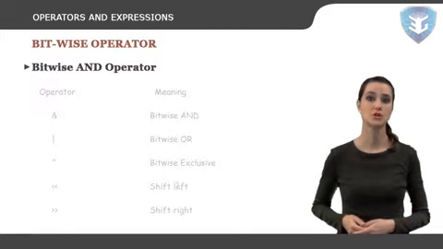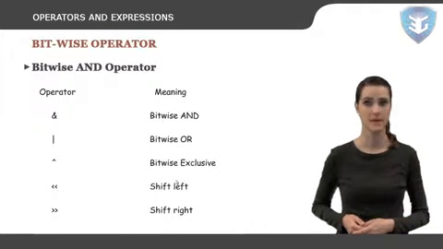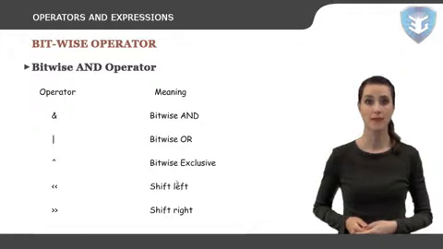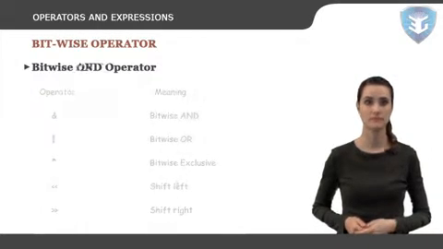Bitwise AND operator. The output of bitwise AND is 1 if both the corresponding bits of the operands are 1. If either bit is 0 or both bits are 0, the output will be 0. It is a binary operator and is indicated in C programming by the ampersand symbol.